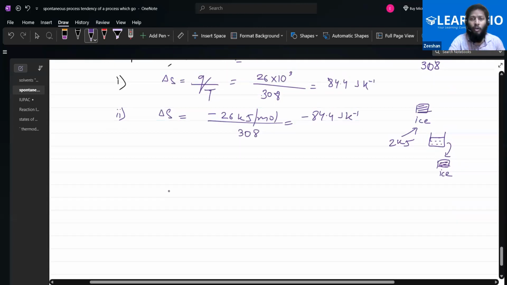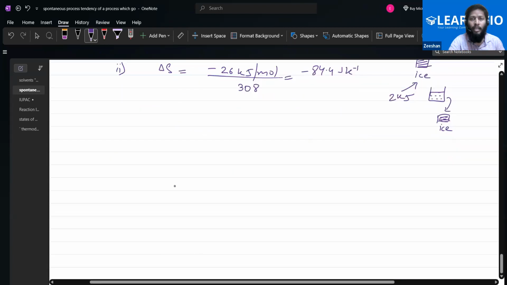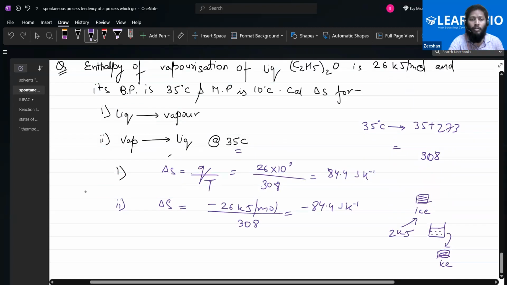So I think you can solve these simple numericals. Anybody having any doubt?